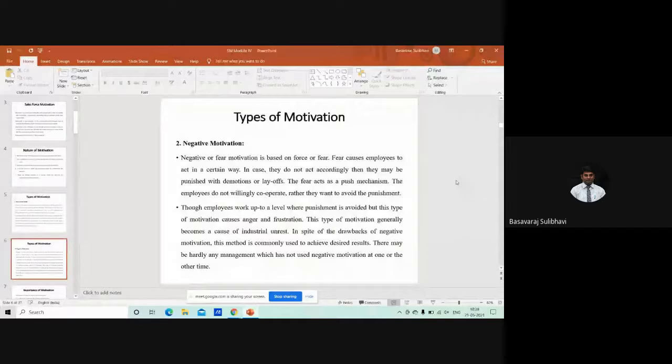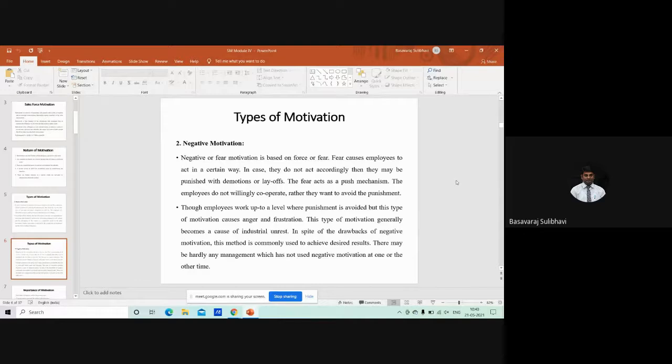Remember, if we use this negative type of motivation, obviously there will be a lot of resistance from the employees towards the type of motivation which is being used by the organization, or not performing on the job, okay. And these people get a lot of anger towards the organization. Whistleblowing may happen. They get frustrated on the job.